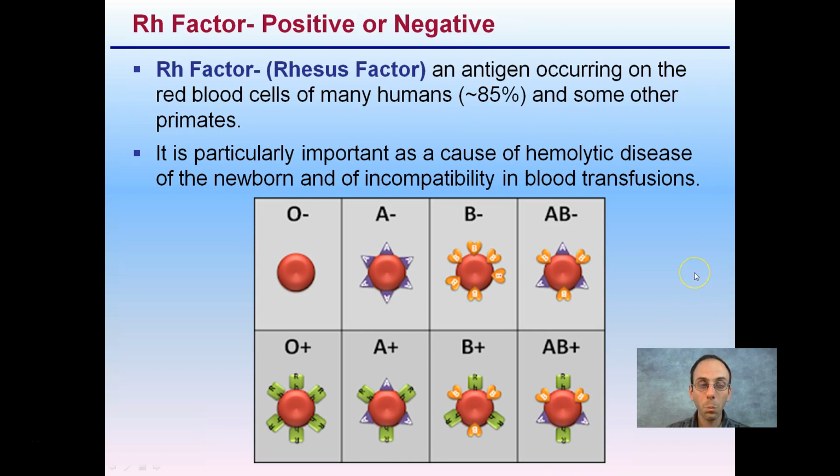Continuing on, you may have heard of A negative and A positive, or O negative and O positive, and may wonder what the positive and negative means. Well, this refers to the Rh factor. Rh is an abbreviation for Rhesus factor because it was first discovered in rhesus monkeys. It's an antigen occurring on the red blood cells of many humans, about 85%, and some other primates. It is particularly important as a cause of hemolytic disease of newborns and incompatibility in blood transfusions.